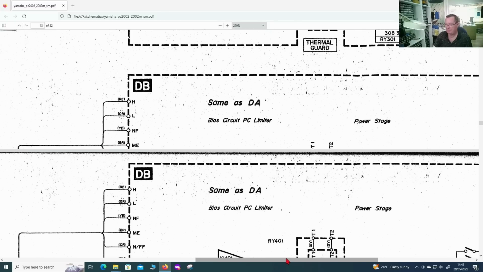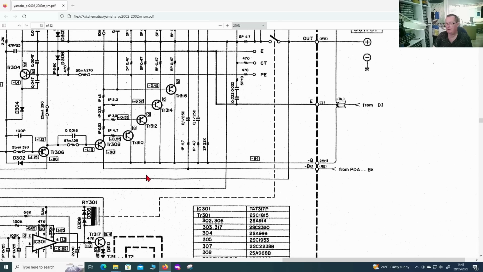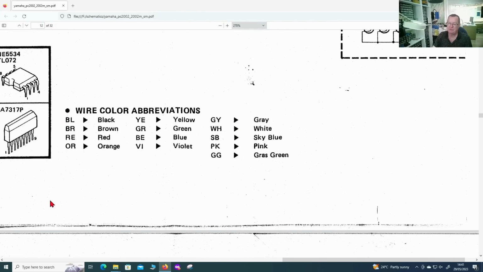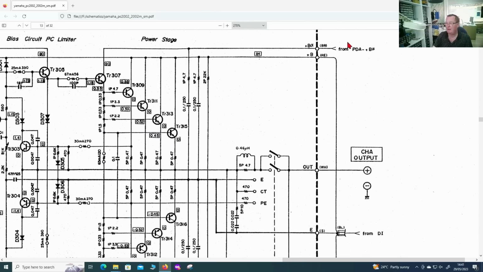What else do we have in this schematic? There was one other thing I showed in the previous video. It gives us a list of all the coloured wires and the abbreviations. And on the schematic, very nice, they've put all the colours. So it was easy to work out which wire went where, which is how I managed to figure out where the plus 80 was on the 2 red wires.